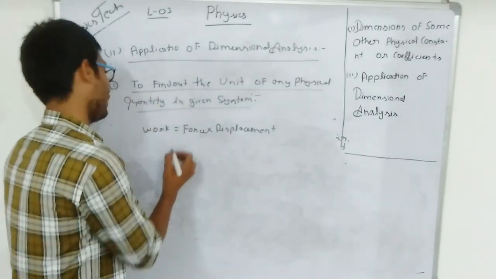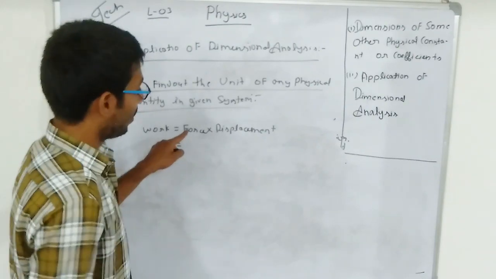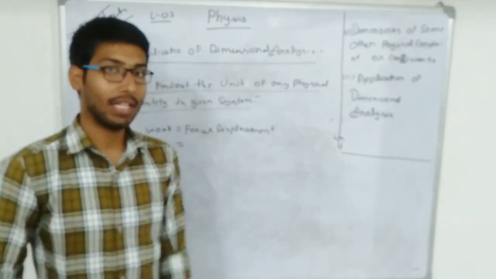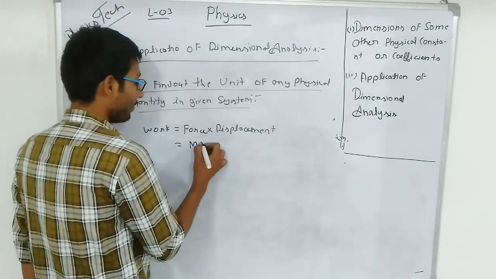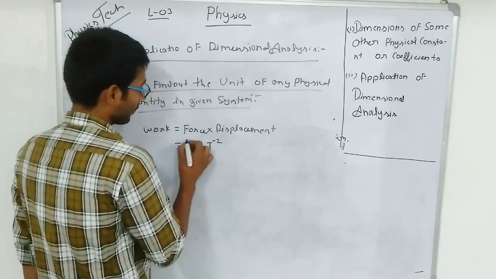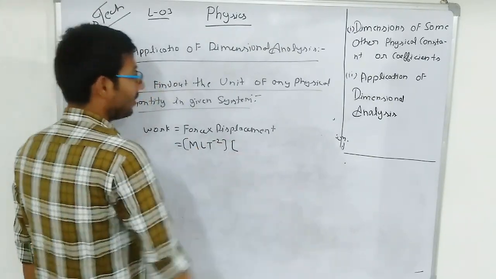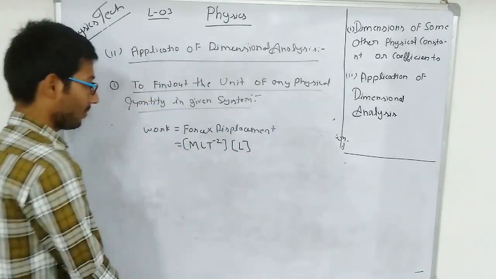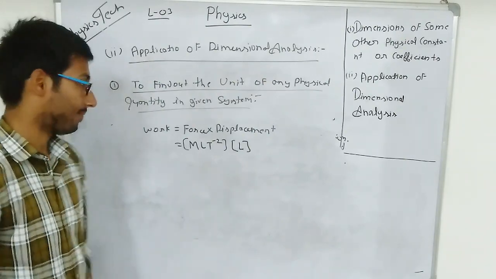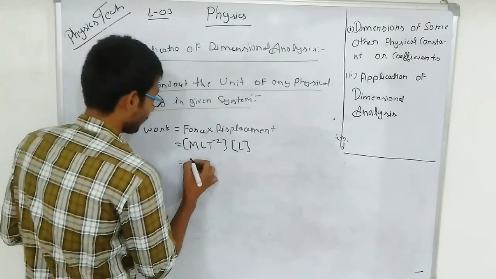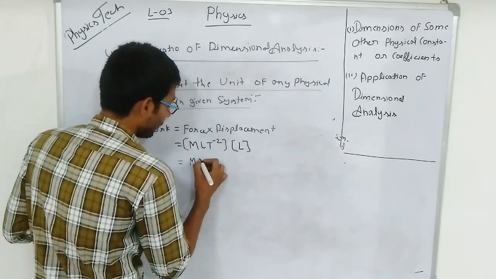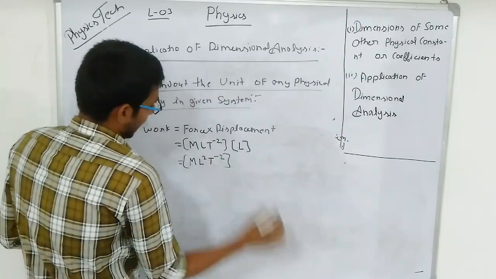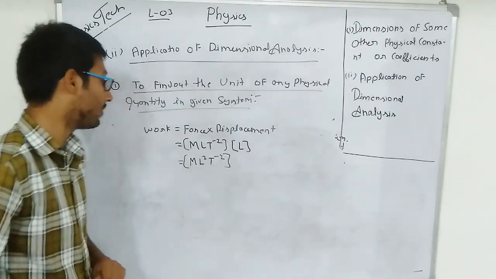Now here we know that the dimensional formula of force is equal to M L T base minus 2, and the displacement is equal to L. So here M L base 2 T base minus 2 is the dimensional formula of work.